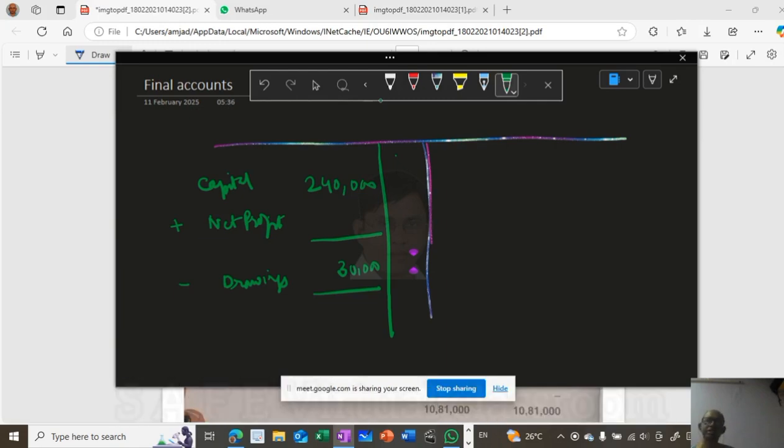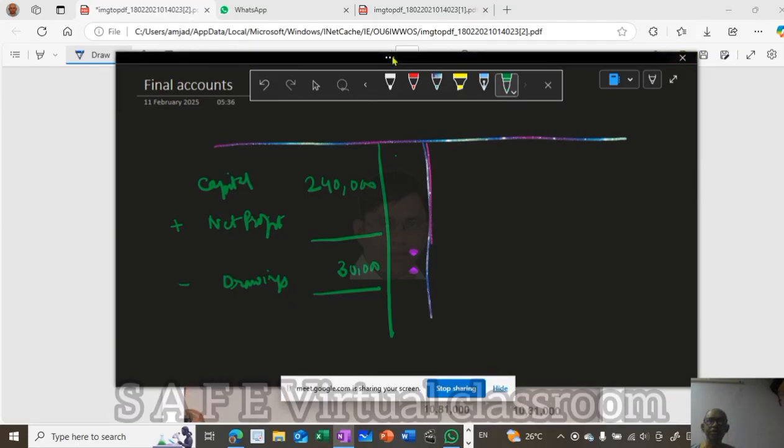Correct. Otherwise, we can do it like this also. We can less drawings, then we can add net profit. That way also you can do. Whatever you do, ultimately it will be the same thing. Okay. Fine.